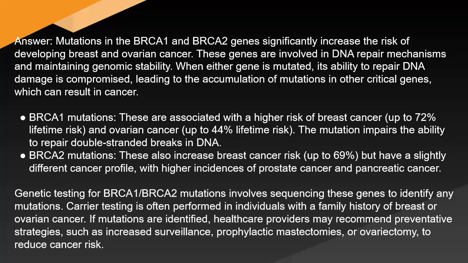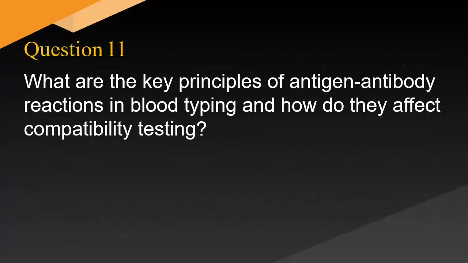Genetic testing for BRCA mutations involves sequencing these genes to identify any mutations. Carrier testing is often performed in individuals with a family history of breast or ovarian cancer. If mutations are identified, healthcare providers may recommend preventative strategies such as increased surveillance, prophylactic mastectomies, or oophorectomy to reduce cancer risk. What are the key principles of antigen-antibody reactions in blood typing, and how do they affect compatibility testing?